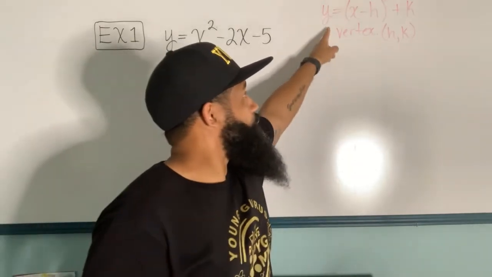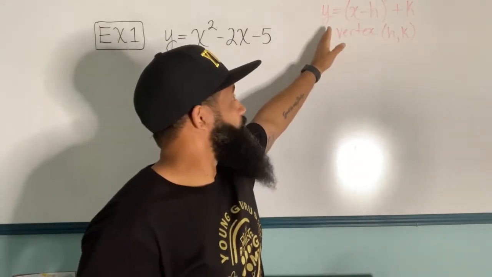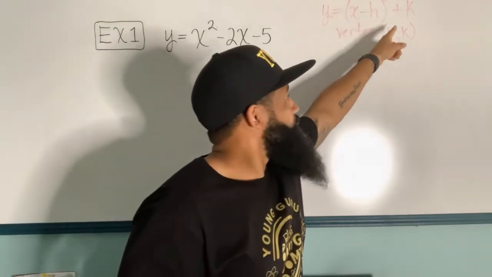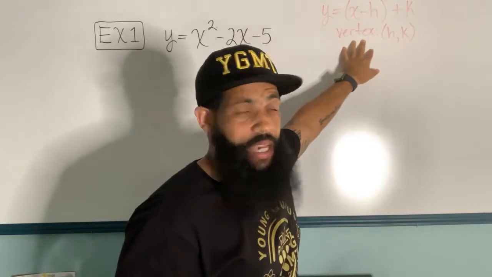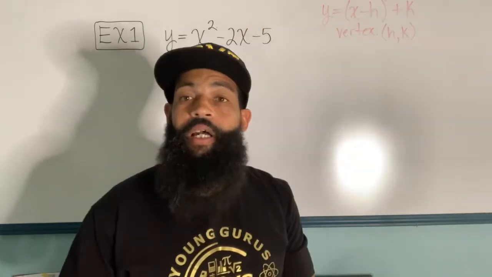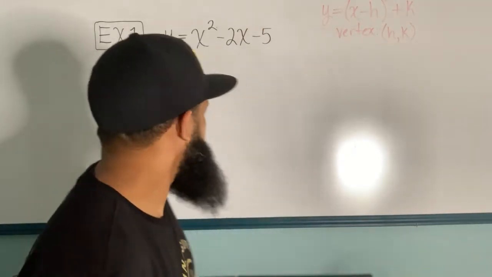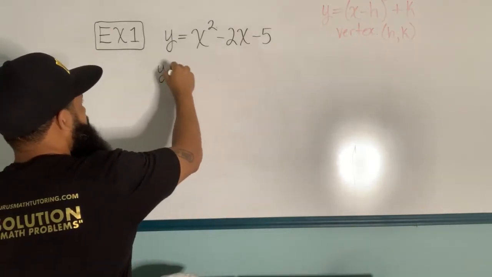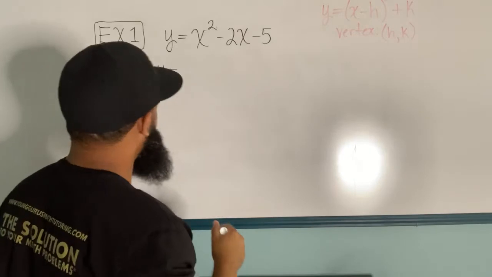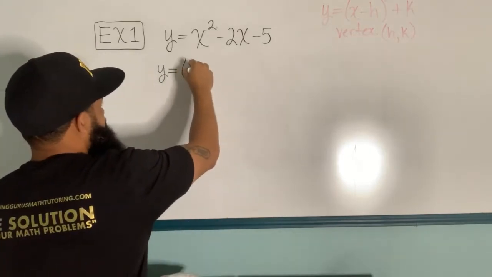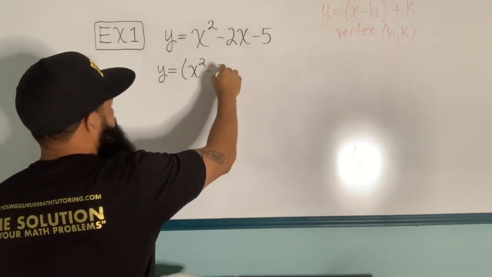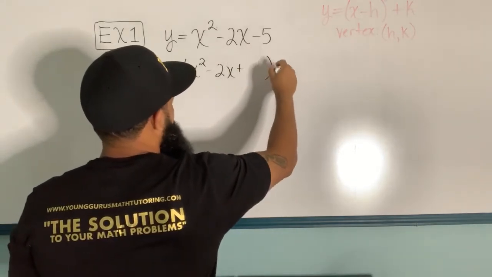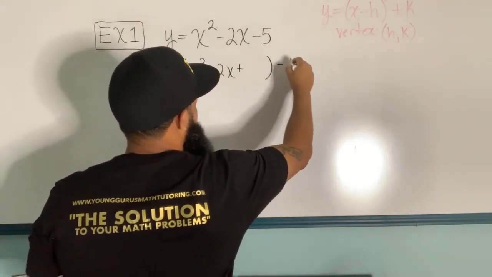Now, if you look right here, vertex form looks like this: y equals x minus h squared plus k. And the vertex is actually the ordered pair h and k. I'm going to show you what that means in just a minute. So the first thing I want to do is say y equals, and I'm going to put this in parentheses. I want to say x squared minus 2x, and then I'm going to add something there to complete the square, and then I'm going to bring this minus 5 out here.